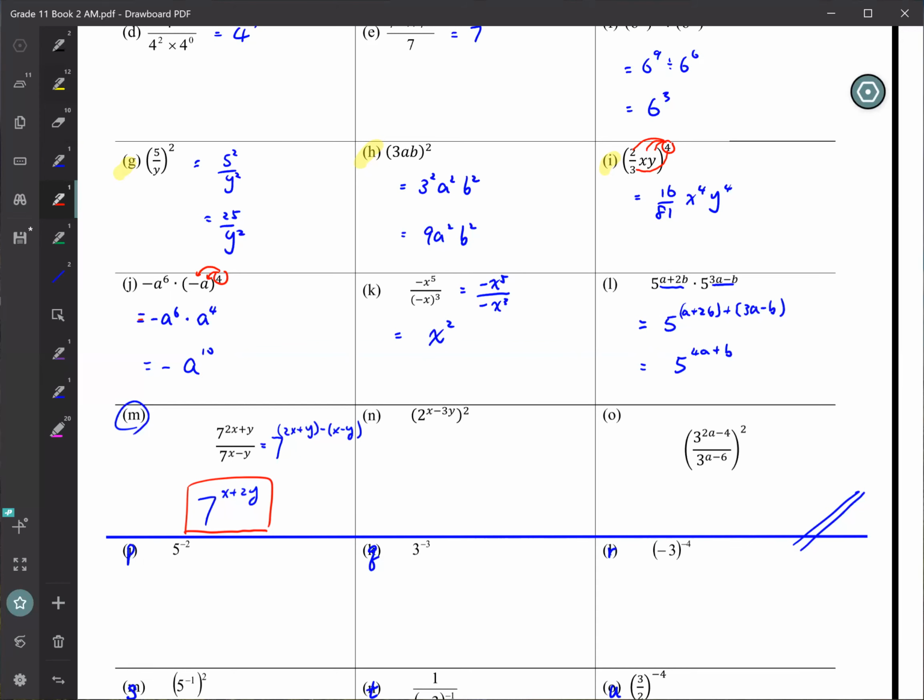Okay, question N. Brennan. 2 to the power of 2x minus 6y. 2x minus 6y, yeah. Okay, so the exponent on the outside will multiply with the exponent on the inside. Okay.